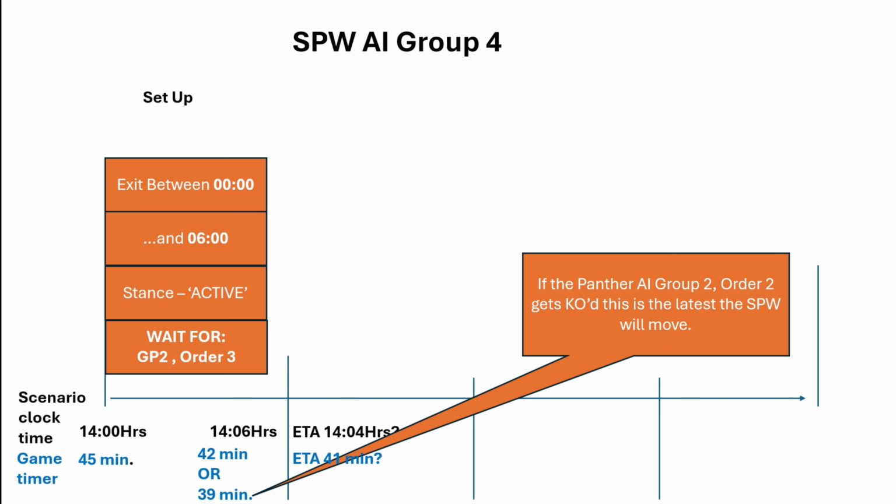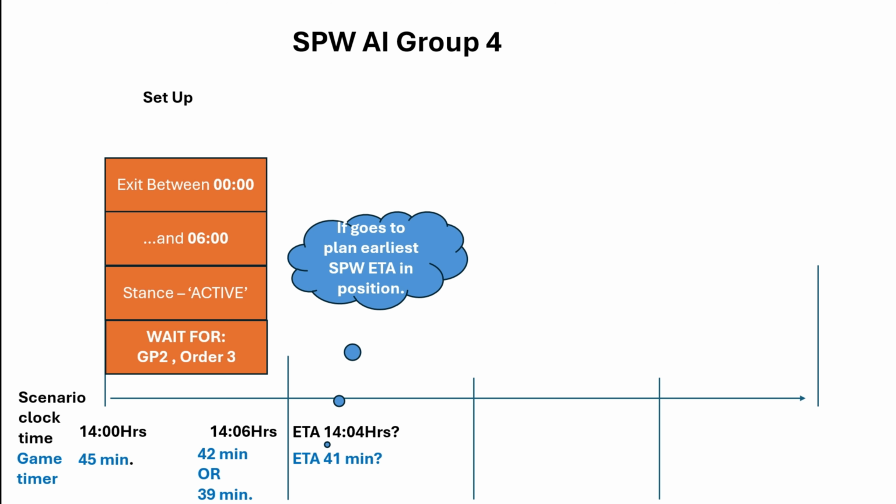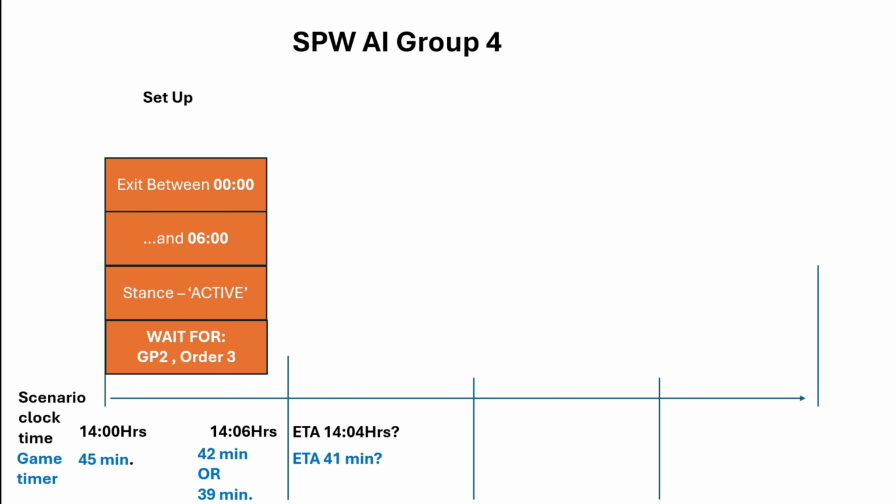If the Panther group meet with a sudden and catastrophic battle event and fails to move out from their order 2 start point, the SPW will sit patiently till the game timer reaches 39 minutes. That's 1406 in the game clock. Then the SPW will move off anyways. This is a useful failsafe to prevent your AI plan stalling due to battle casualties or events in the order trigger AI group.